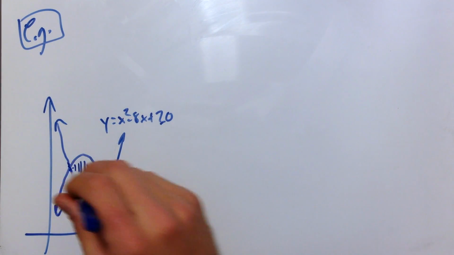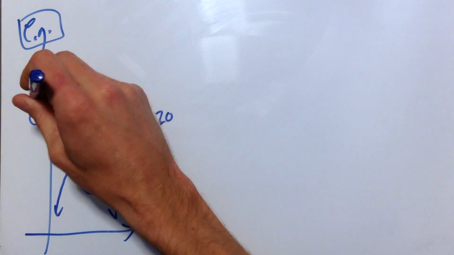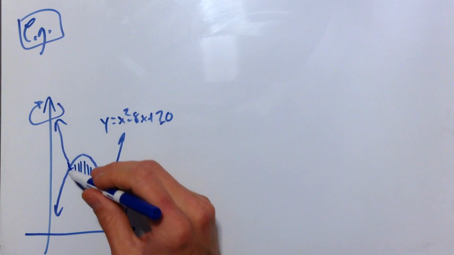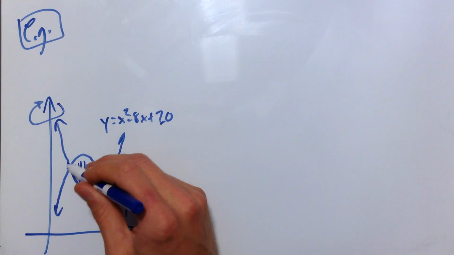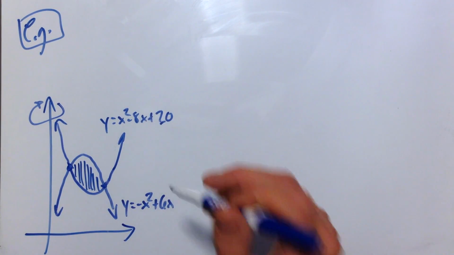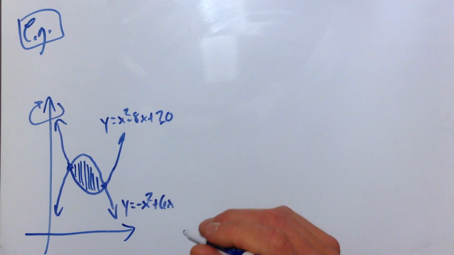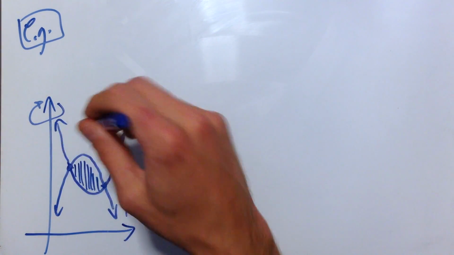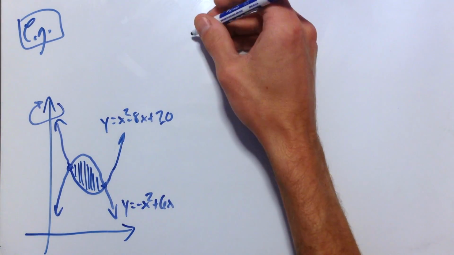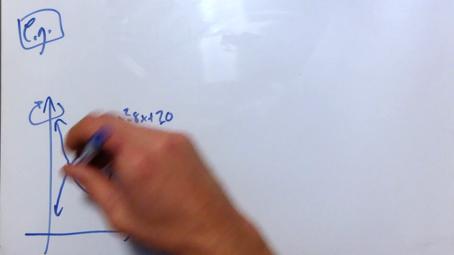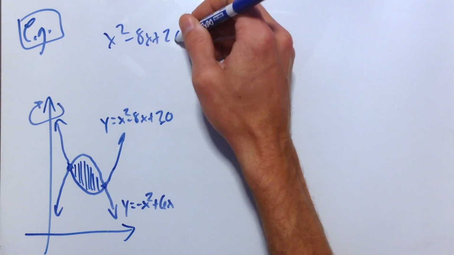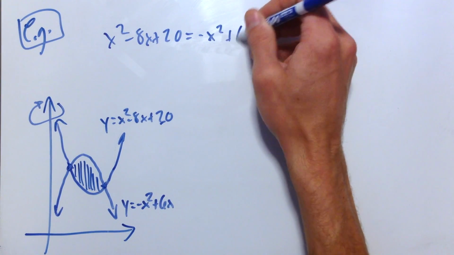And the limits are going to be given by the points of intersection of these two functions, because the entire region lies between this point and this point. So we're taking this region bounded by x squared minus 8x plus 20 and negative x squared plus 6x, and we're rotating around the y-axis. So the first thing I need to do is set them equal to find my limits. X squared minus 8x plus 20 is equal to negative x squared plus 6x.